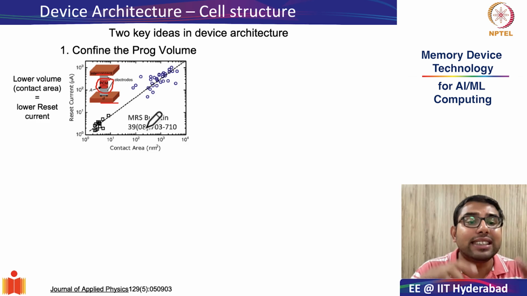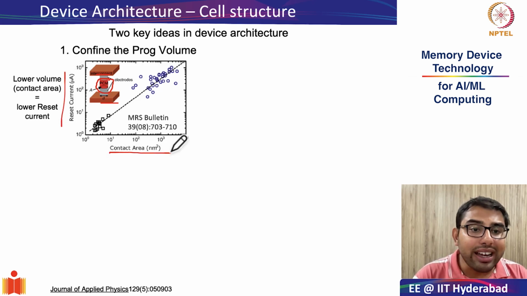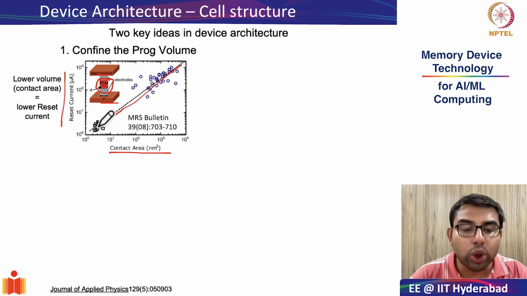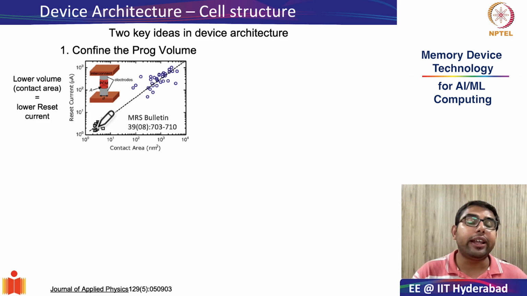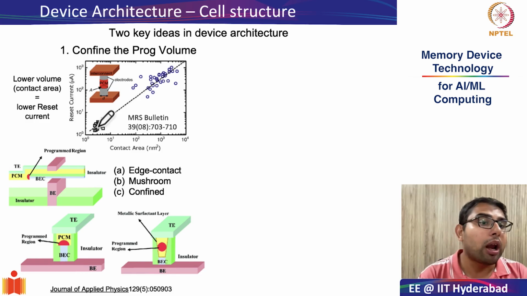And as can be seen in this very nice illustrative graph, you have a clear correlation between the contact area and the reset current. As contact area reduces by orders of magnitude, even the reset current reduces by orders of magnitude, almost by a linear function. So the idea is, can we reduce the contact area where the PCM material will be programmed? And several device architectures were proposed to facilitate just that. Some of them I have shown over here.